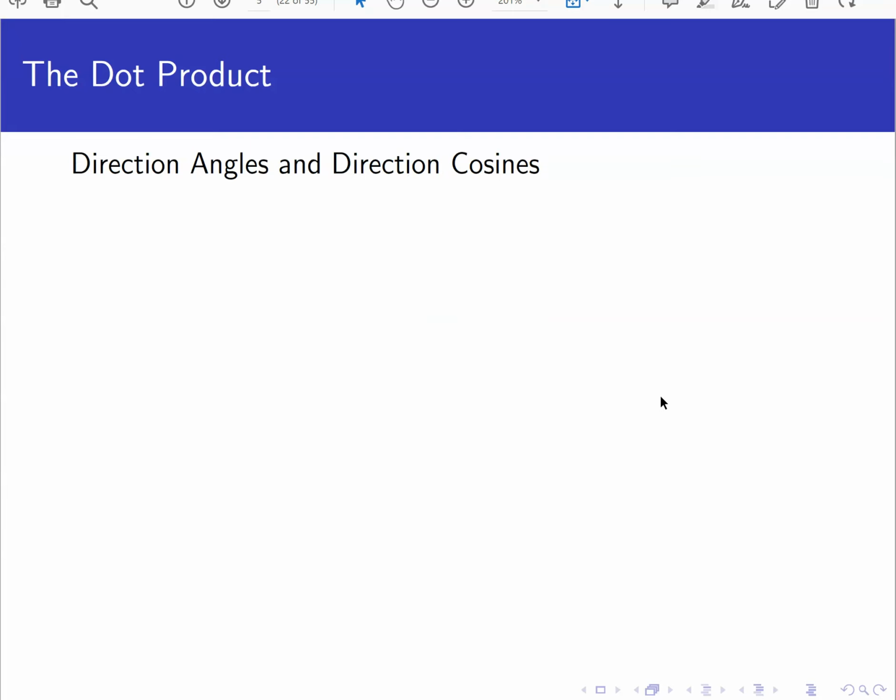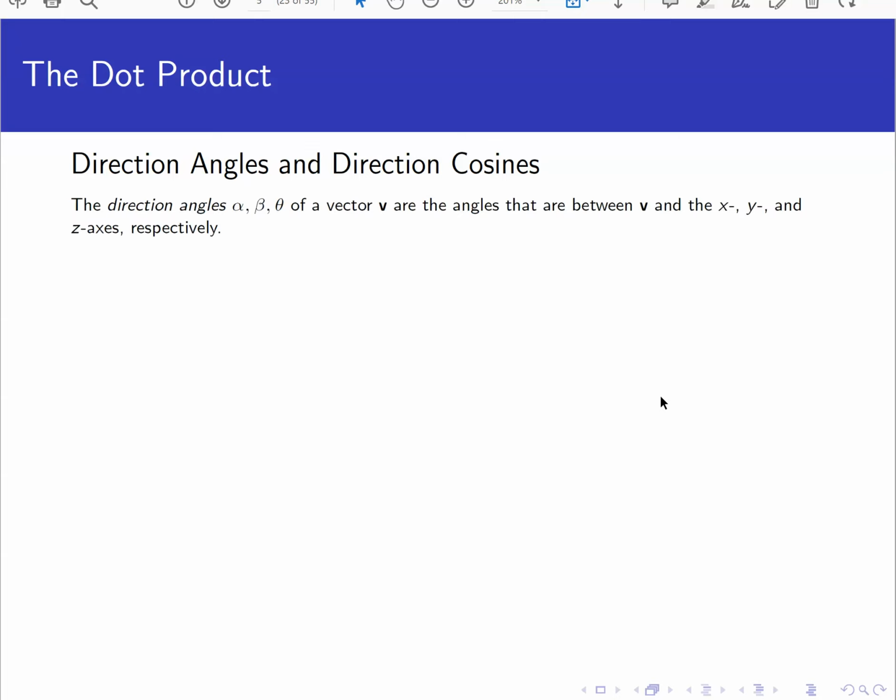So let's move on and talk about some special angles and then the cosines of these things, which are called the direction angles and the direction cosines. The direction angles, by definition, are the angles that the vector makes with each of the axes, the x, y, and z axes. So if we have the vector x, y, z, I can look at the angle between v and the vector i, the unit vector that points along the x-axis, and that will be a way to find the angle that v makes with the x-axis.